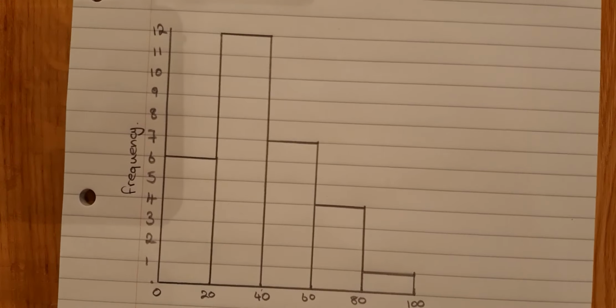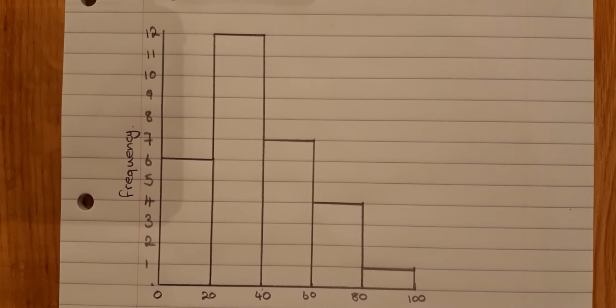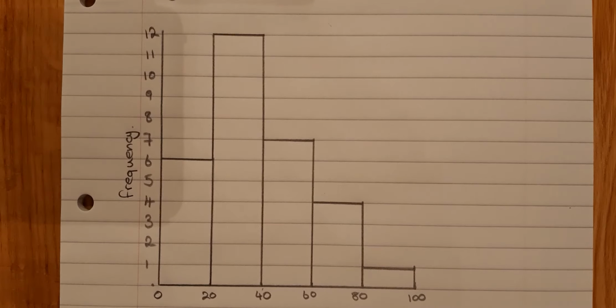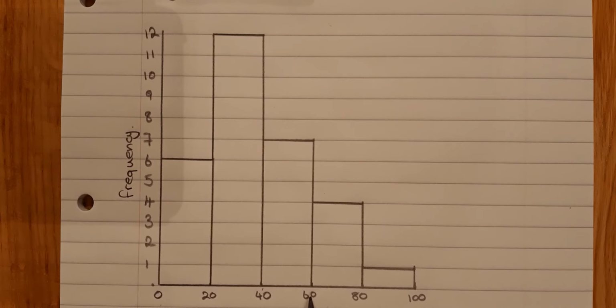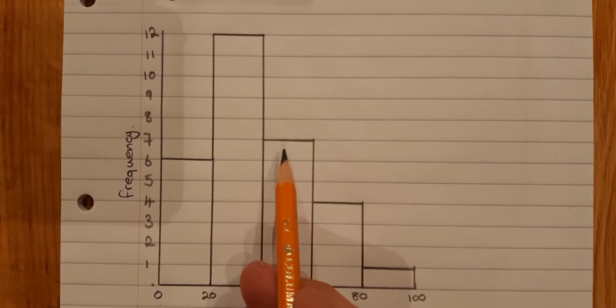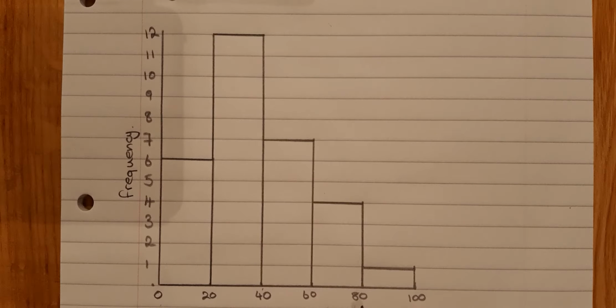So this is what the completed histogram looks like. So I'll just try to get it into focus there. So the distance from 0 to 20, 6 motorists. Between 20 and 40 kilometres, there were 12 motorists. Between 40 and 60 kilometres, there were 7 motorists. Between 60 and 80, there were 4 motorists. And between 80 and 100, there was 1 motorist.